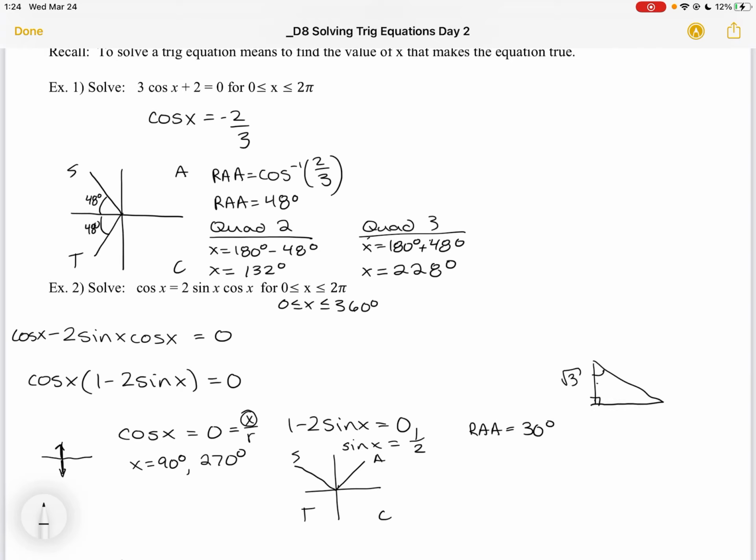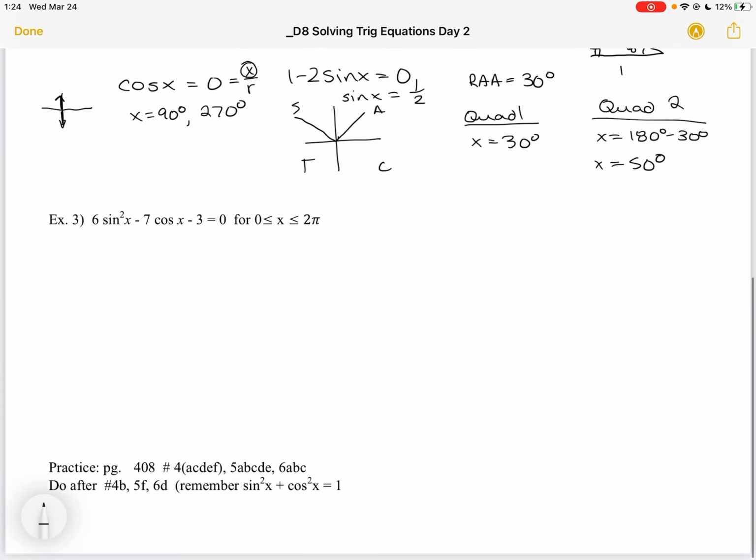So root 3, 30, 60, 1, and 2. Okay. And then the next thing that I'm going to do is figure out my two solutions. So in quad 1, my angle is equal to my related acute angle. And then in quad 2, my angle is equal to 180 minus 30 degrees, which gives me x equals 150 degrees. Let's do one more example.